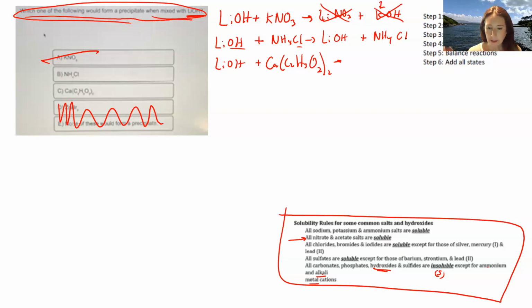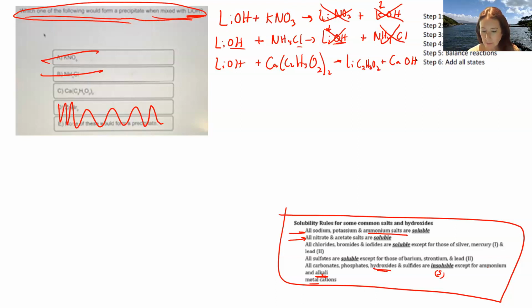Let's look at our OHs here. Again, this is an alkali metal right here, so it is soluble. All ammonium salts are soluble. That one's not our answer. All right, let's go to the next one. Li stays first. Ca stays first. Acetate goes here. OH goes here. And again, I'm not even balancing them because it's only asking me which one makes a solid, so I'm not going to waste my time balancing it.